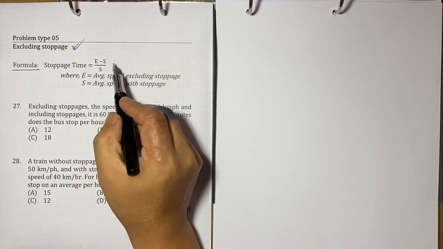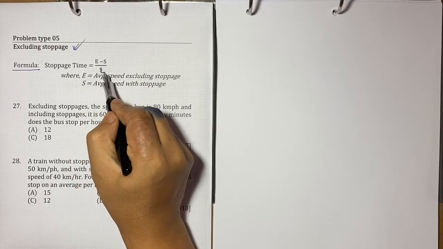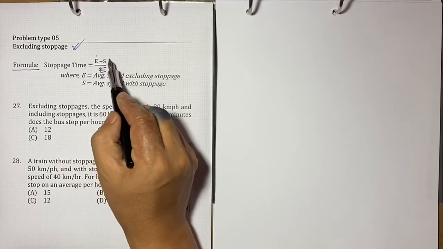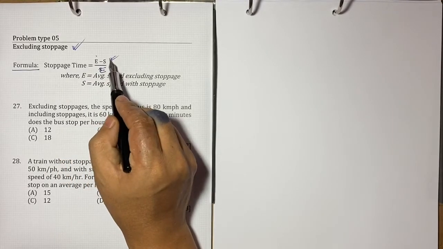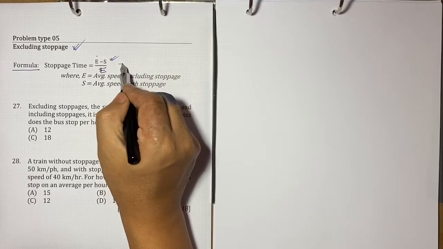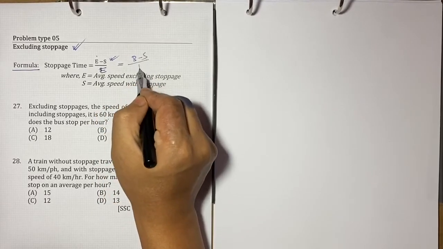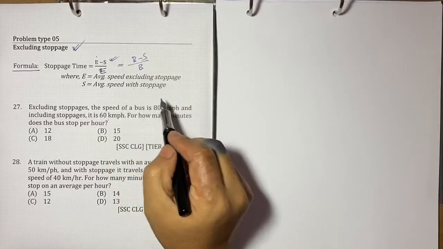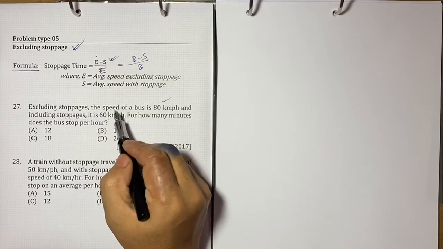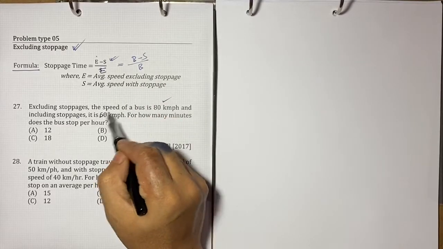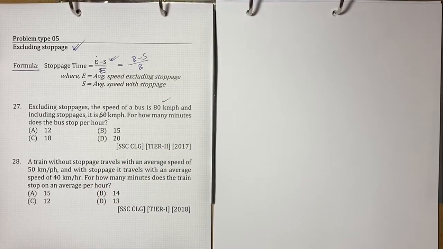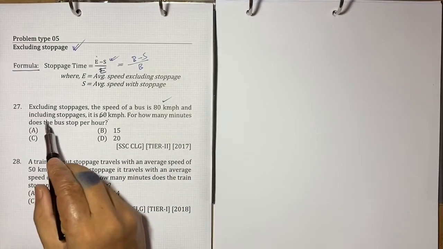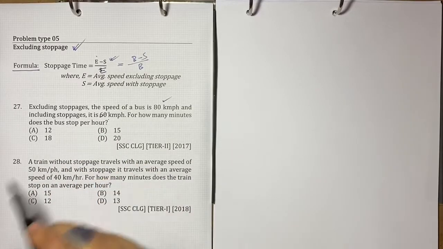Stoppage time is e minus s divided by e. The average speed excluding stoppage and including stoppage: take the difference, that is big minus small divided by big. The bigger one is the average speed excluding stoppage, and the smaller one is including stoppage. So in this case, excluding stoppage, the speed of a bus is 80 km per hour, and including stoppage, it is 60 km per hour.